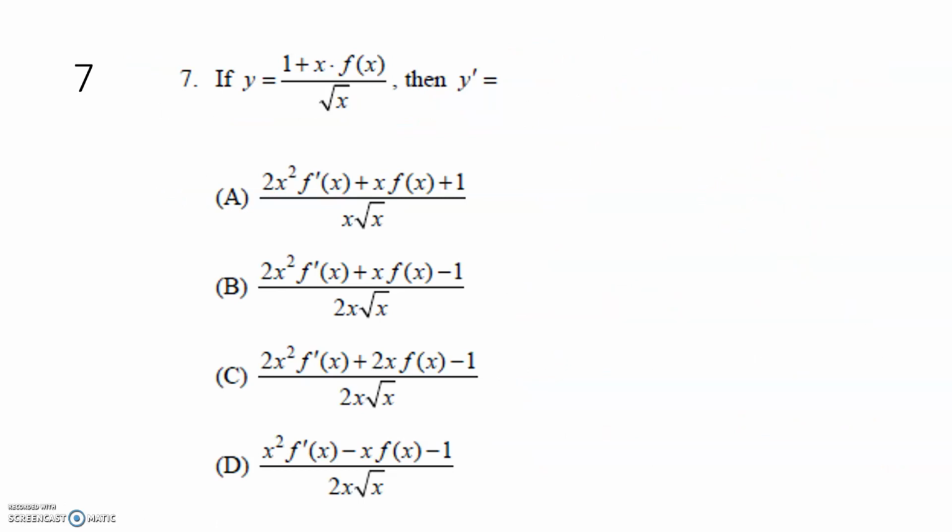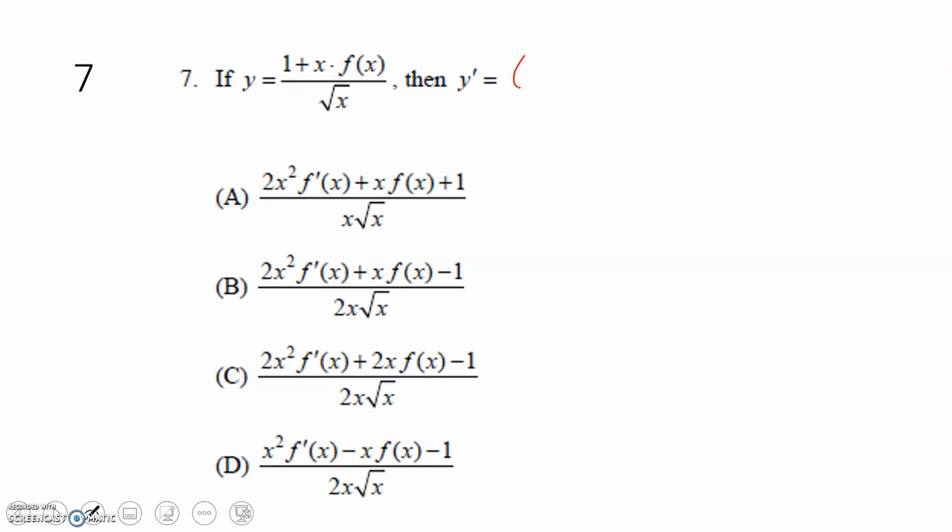All right, question 7. If y is equal to 1 plus x times f of x over root x, then what is the derivative of y? So we're going to note here that we definitely have a quotient, so we're going to have to apply the quotient rule. So the quotient rule says we go ahead and we take the derivative of the numerator. So the derivative of 1 is 0, and then the derivative of x times f of x is going to result in the product rule.